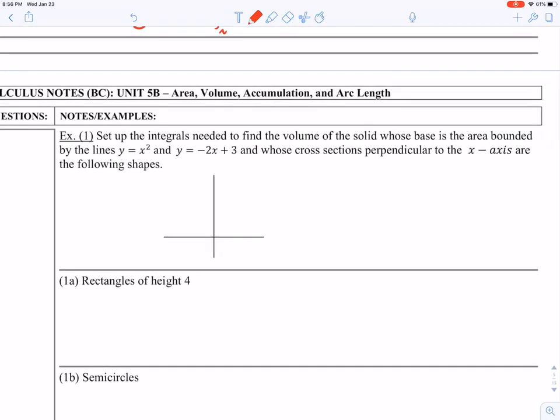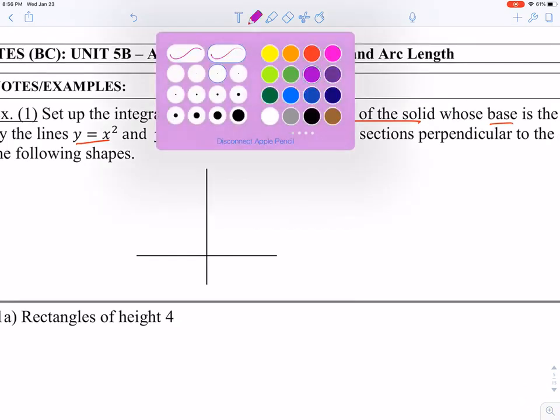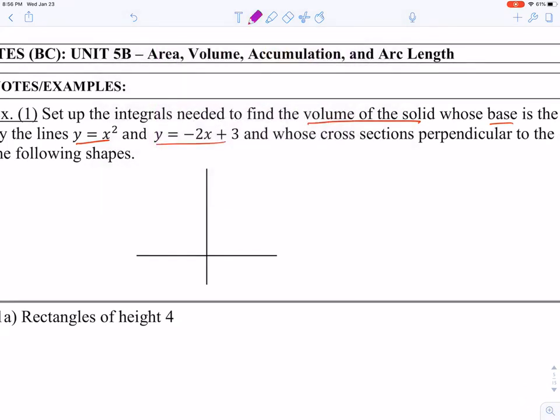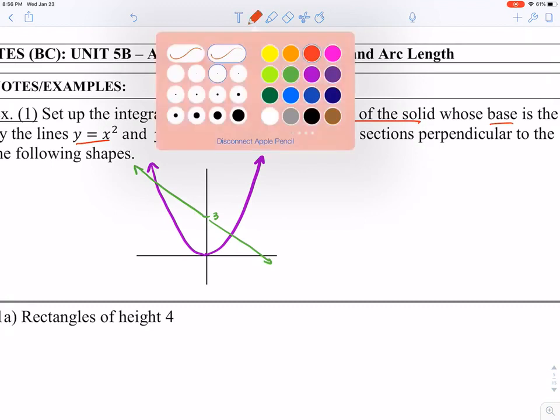Okay, so it says set up the integrals needed to find the volume of a solid whose base is the area bounded by y equals x squared and y equals negative 2x plus 3. So let's just start by making those graphs. So y equals x squared, I'm not going to do a super perfect parabola here. And we've also got negative 2x plus 3. And guys, I'm just going to kind of estimate this just for the purposes of our picture. You know what a negative slope looks like. I do need to find these intersections.